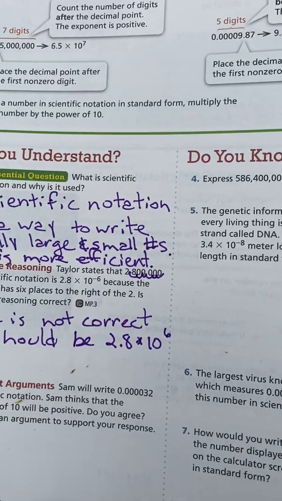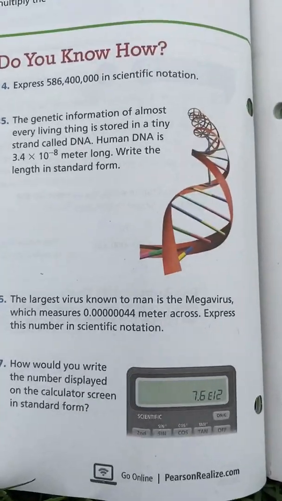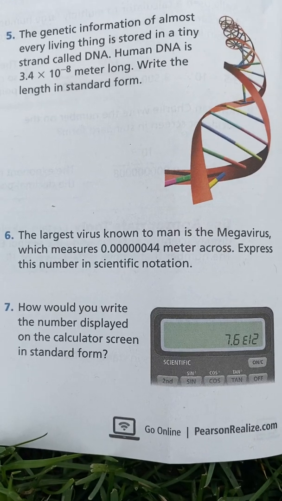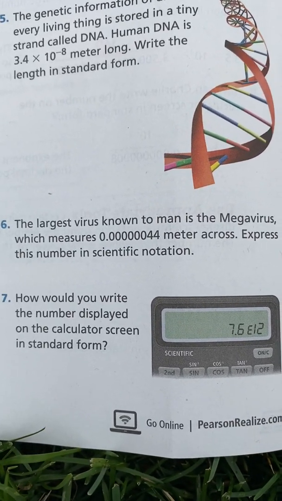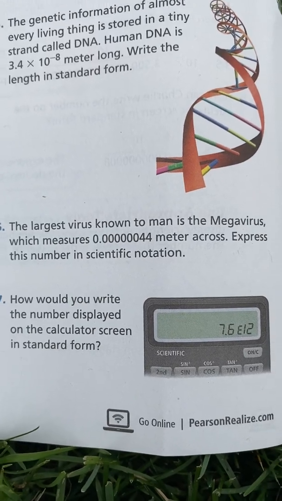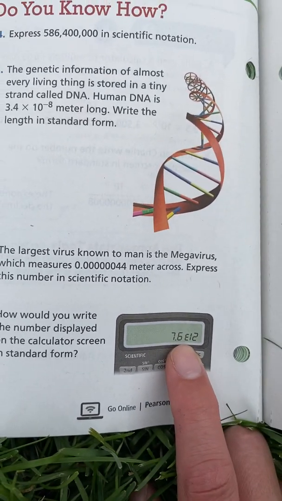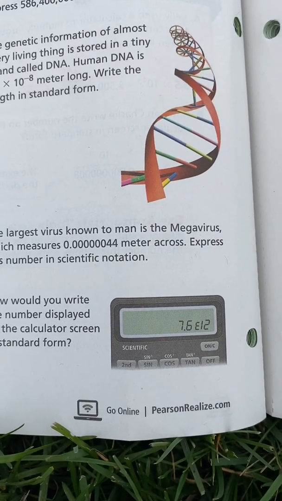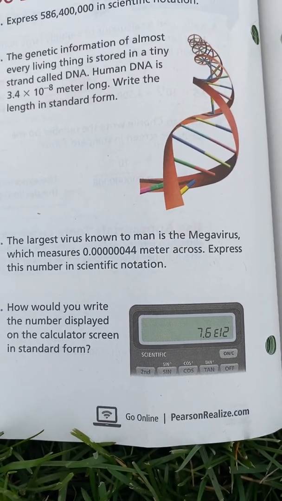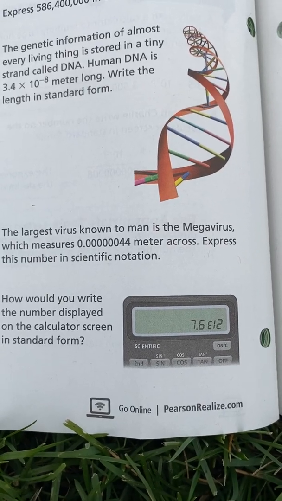Okay. If I look over here at number 7, how would you write the number displayed in the calculator screen in standard form, right? Standard form means, hey, we've got to write it out like we're used to seeing in math class. And so it says 7.6 e to the 12th, right? And this is how sometimes scientific notation appears on calculators. It has that e, right? And that really means like times 10 to the 12th.